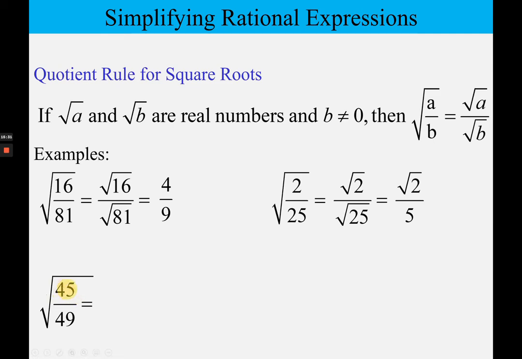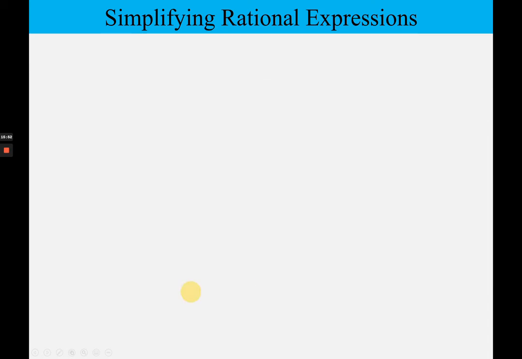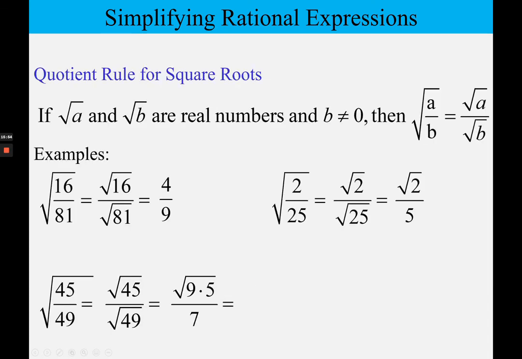Here, 45 is not a perfect square. So what do we do? Look at your square numbers and find which one is a factor of 45. It's actually 9 times 5. You separate it first. Square root of 9 can be simplified, it is 3. Square root of 5 does not simplify. And that's your final answer.